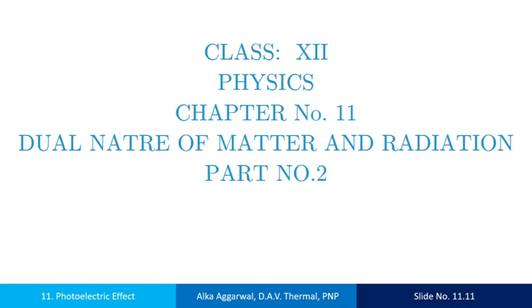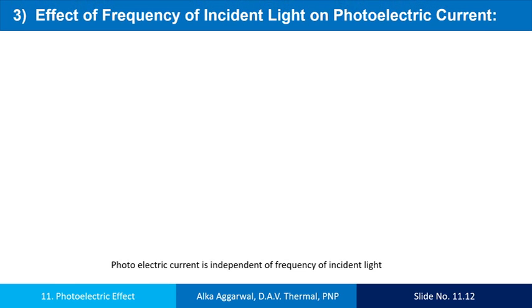Hello. In the previous chapter, we were doing the effect of intensity and the potential on photoelectric current. In this lecture, we will see the effect of the other variables on the photoelectric current and the laws of photoelectric effect, Einstein's photoelectric equation. Now, what is the effect of the frequency of the incident light on a photoelectric current?